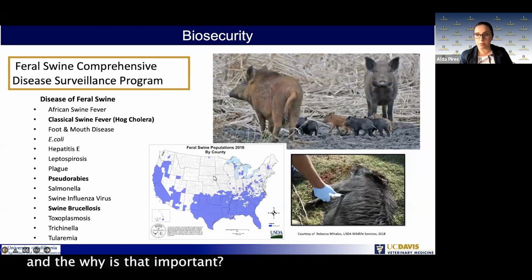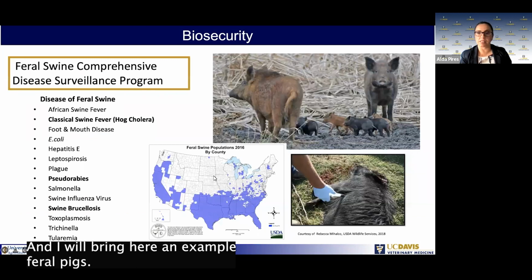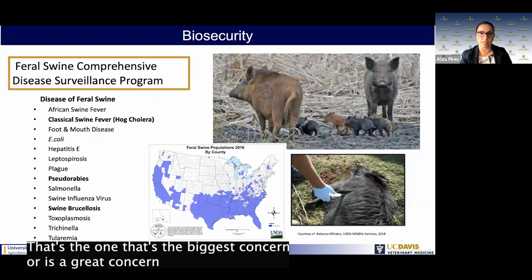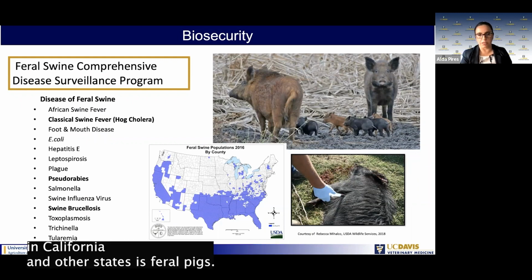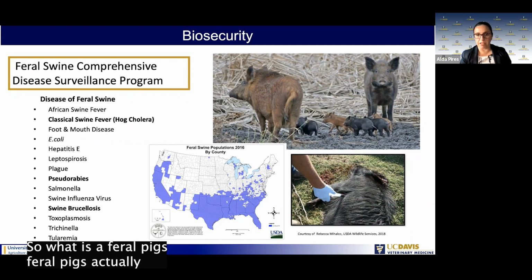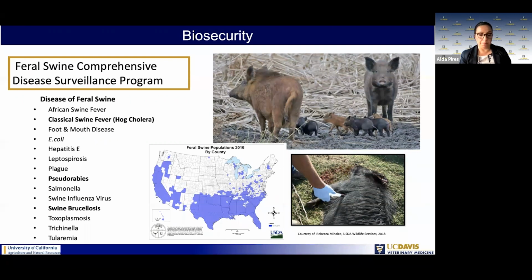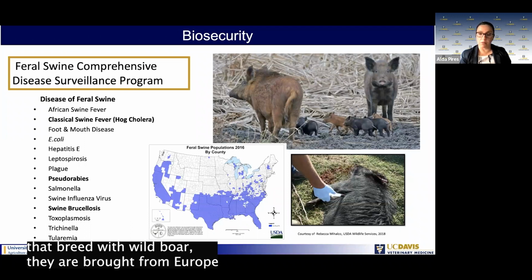And why is that important? I will bring here the example of feral pigs. That's the one that's the biggest concern, or a great concern in California and in other states. So what is a feral pig? A feral pig is actually domestic pigs that breed with wild boars.